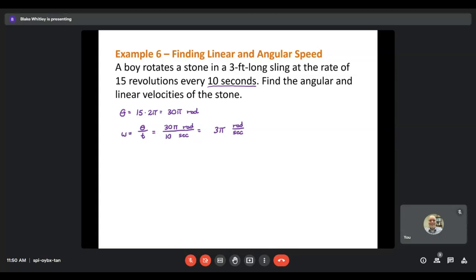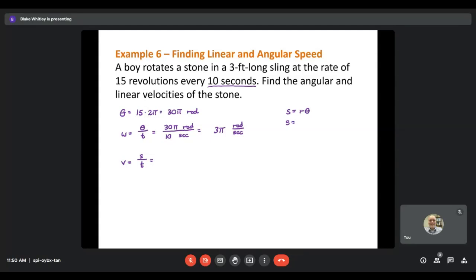All right, now the other thing we're asked to find is linear speed. So remember that formula, V equals S over T. Now, we don't know the S value, but we do have a formula that we can use to calculate it. So I'm going to come over to the side and I'm going to find that. So remember, S equals R times theta.